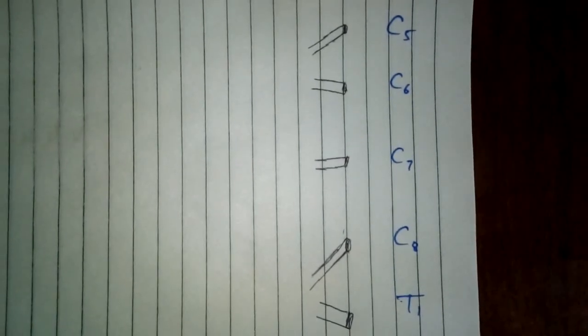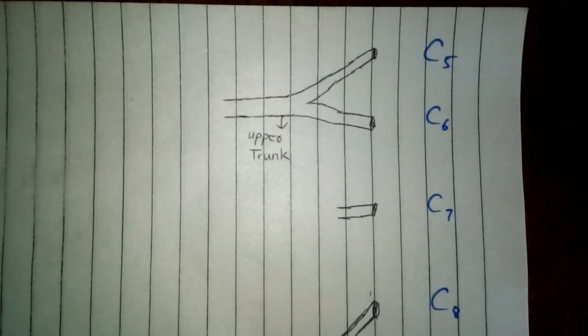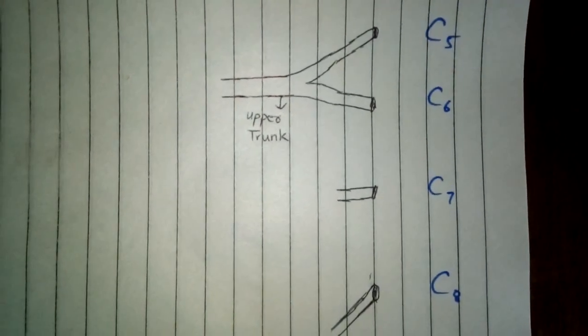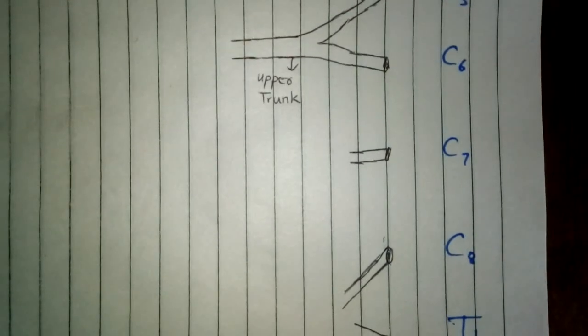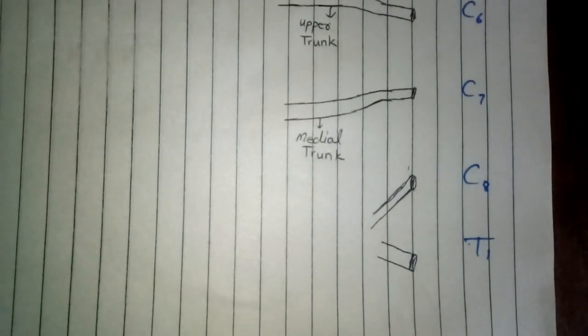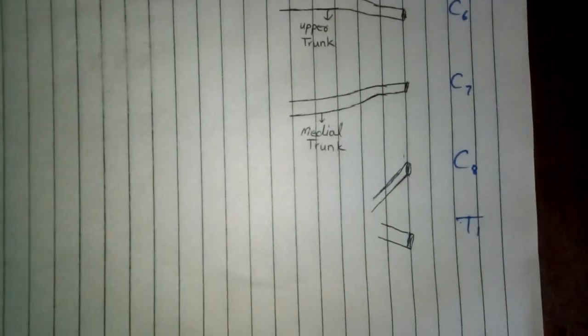Now I will explain how roots of these segments join to form trunks. The roots of C5 and C6 join to form the upper trunk. This is the upper trunk, and the root of C7 gives the middle trunk, and roots of C8 and T1 join to form the lower trunk.